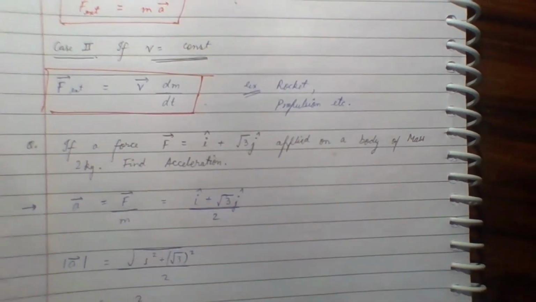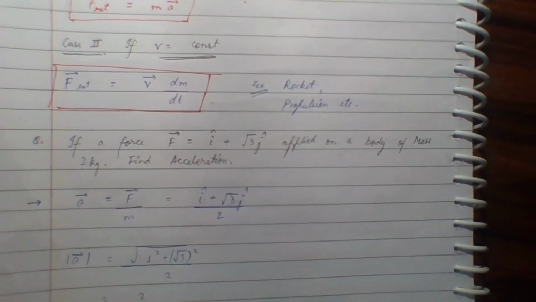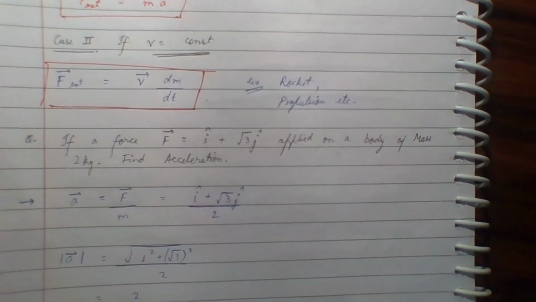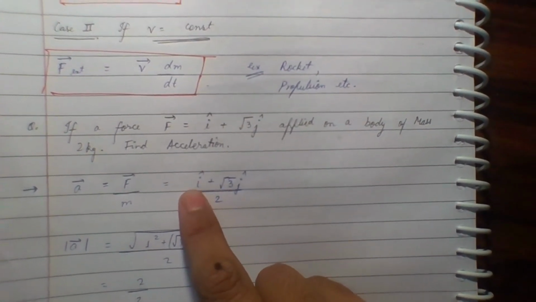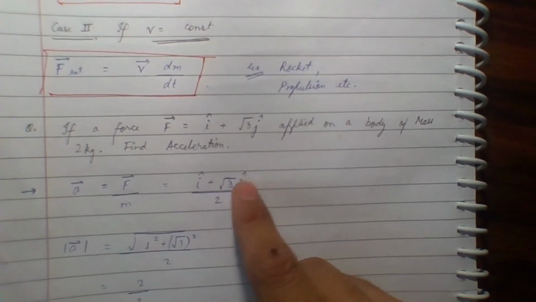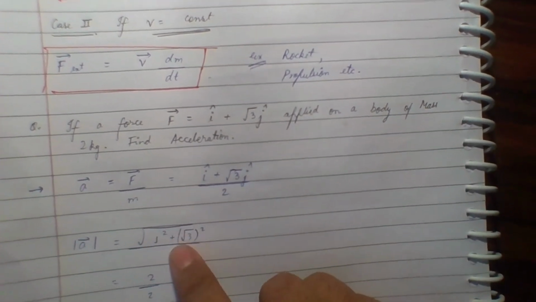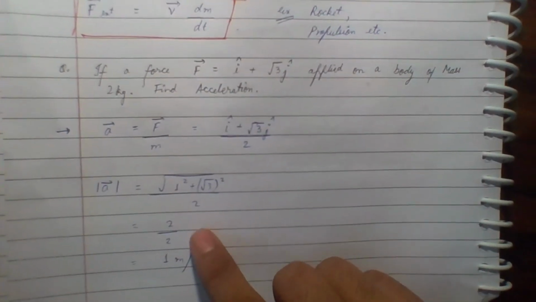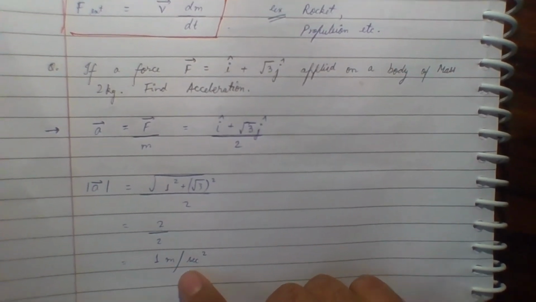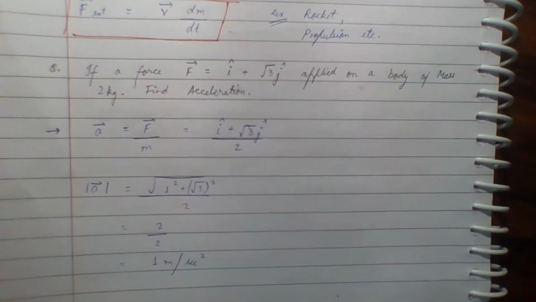But if we are asked to find the magnitude, then we know how to find the magnitude. So it is under root of 1 square plus root 3 square, which will be equal to under root 4 upon 2, which is equal to 2 upon 2, which will give us 1 meter per second square. So the acceleration is 1 meter per second square.